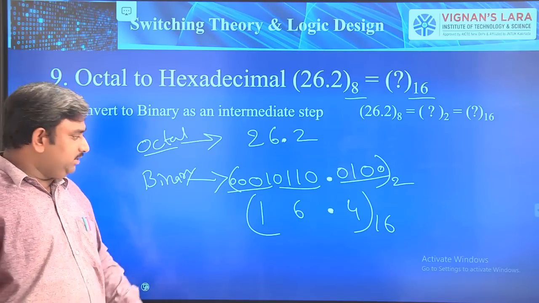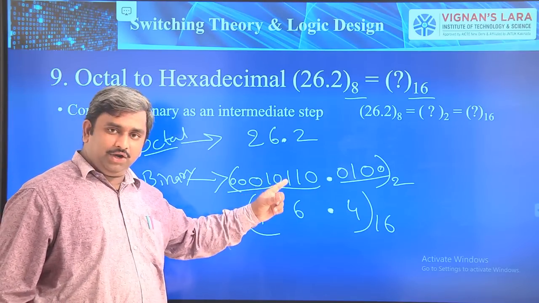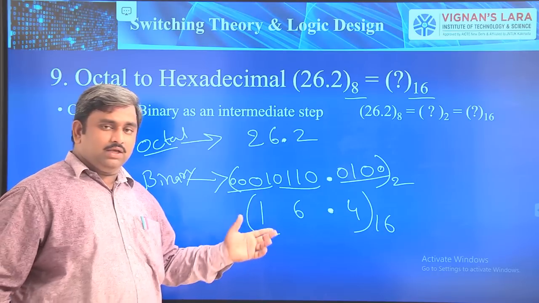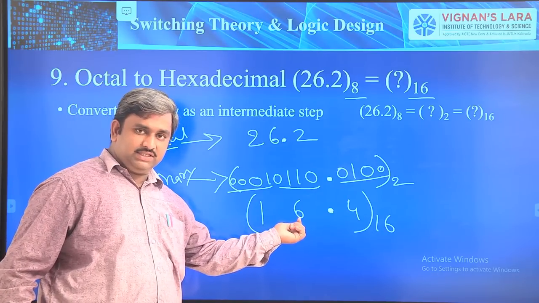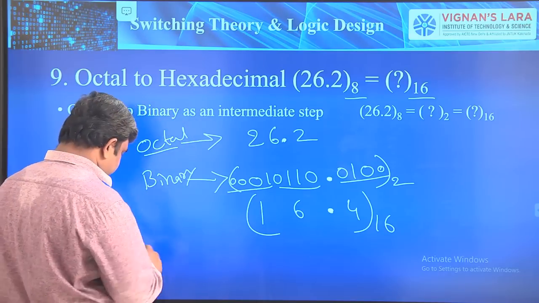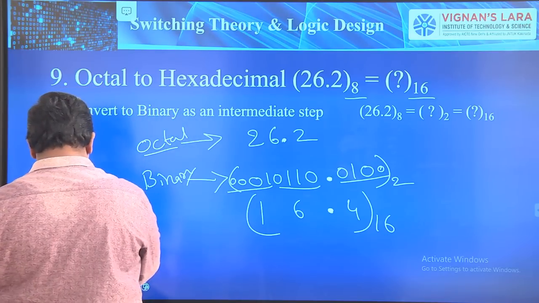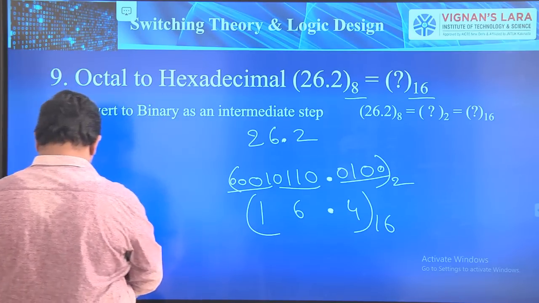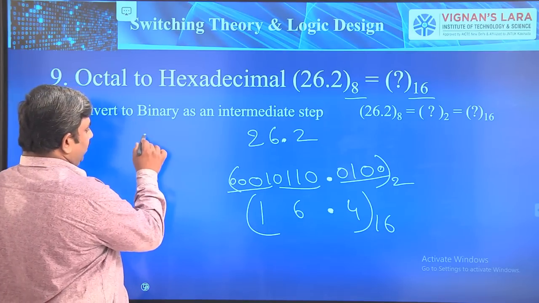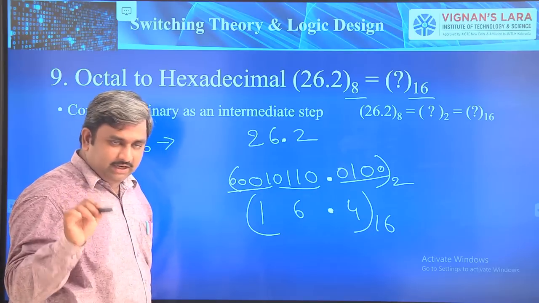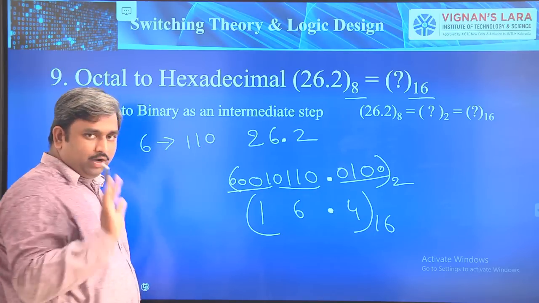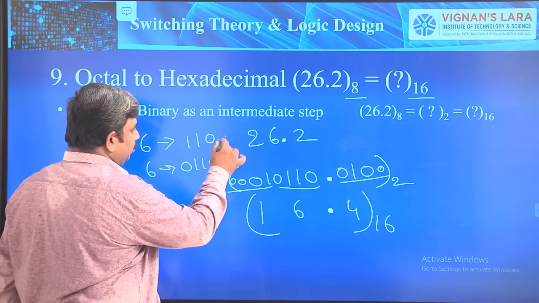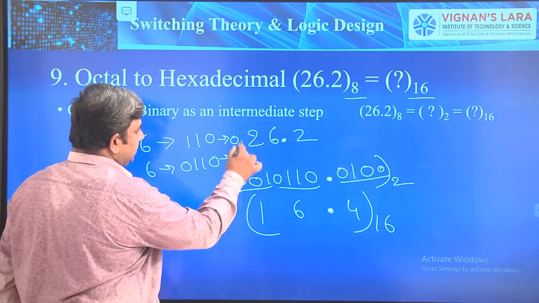So I said that the conversion technique from binary to hexadecimal and hexadecimal to binary, the process is the same. For the value 6, you have to represent 0110. See, this is a very important concept. For example, 6 is there. If you want to represent it in binary from octal, you have to represent 110 only. If you want to represent it in hexadecimal, you have to represent 0110.